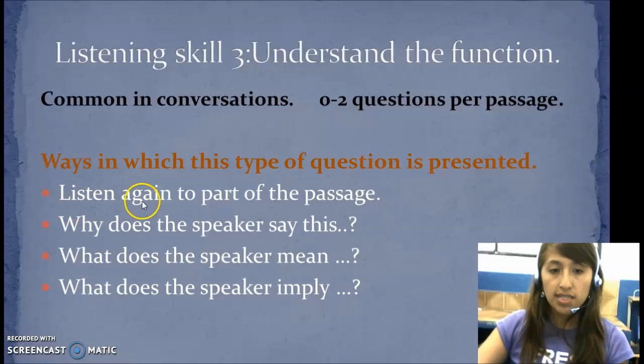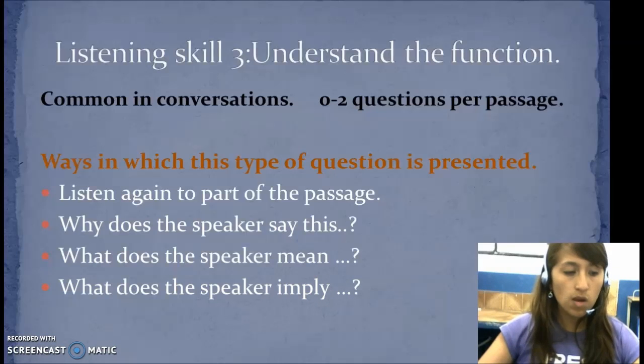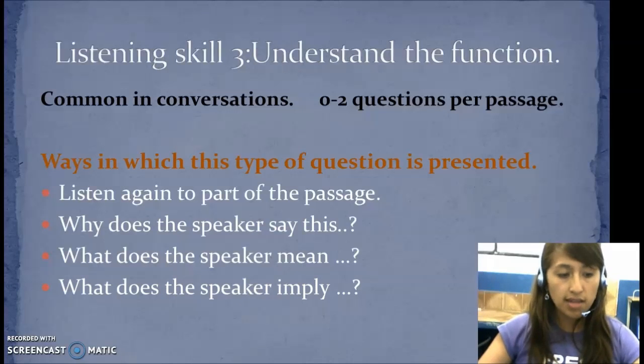Listen again to part of the passage. Why does the speaker say this? What does the speaker mean? What does the speaker imply? Also, one way to answer this type of question is to listen carefully to what the speaker says and the surrounding context in the part of the passage that is presented.